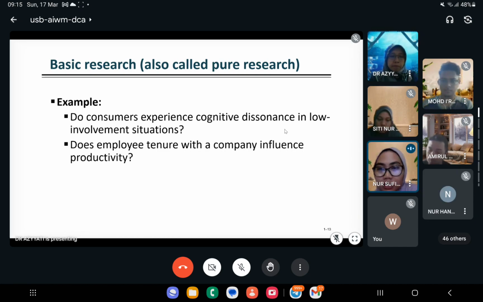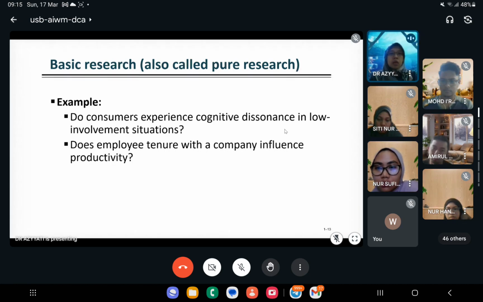Inconsistent thoughts. What does it mean by that? The state of having inconsistent thoughts, beliefs, or attitudes, especially as relating to behavioral decisions. Consumers always experience cognitive dissonance, isn't it? True or not? Do you agree or not with that?